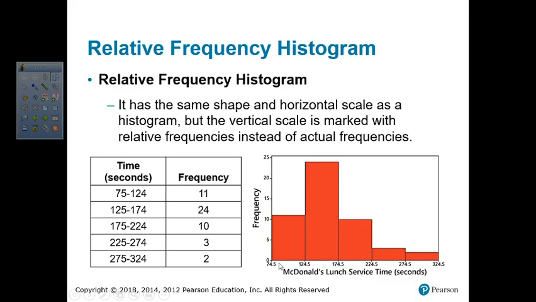And then you could either label each boundary, or you could just use a column to indicate the label of the class, like 75 to 124. So those are the best two ways. I recommend that you use the boundaries because they give some nice detail, and you can always find a class midpoint by just finding the halfway mark between two boundaries as well. And that is a relative frequency histogram.